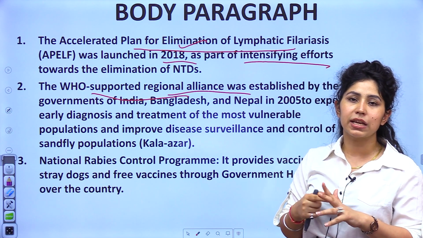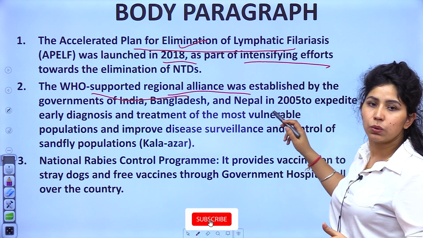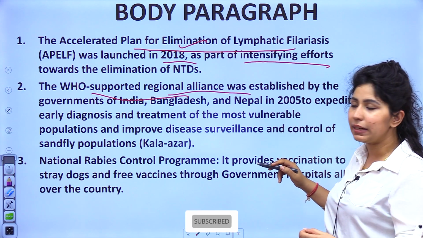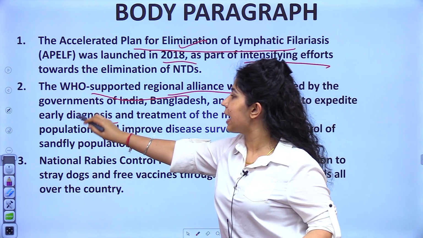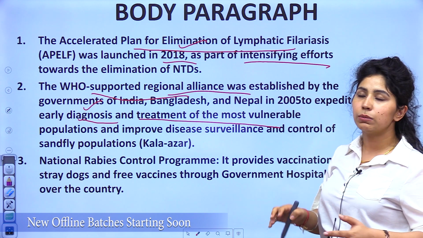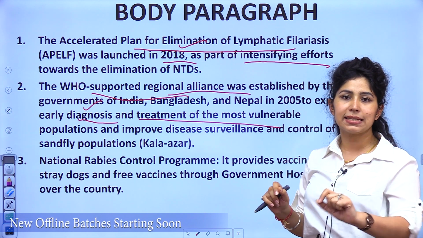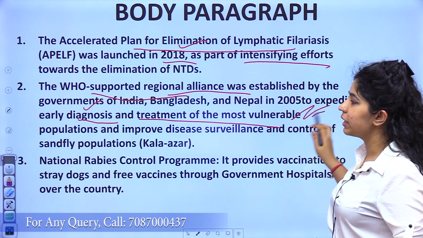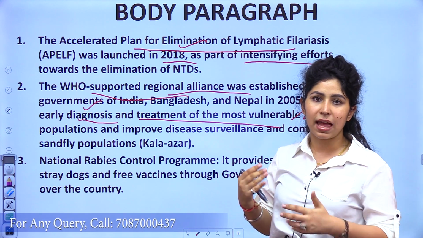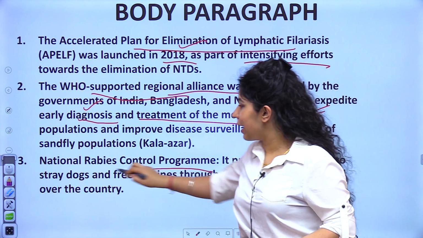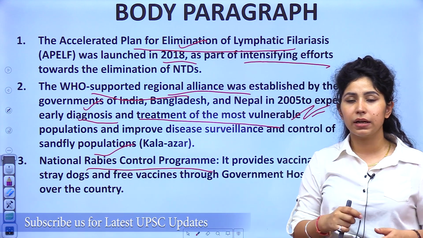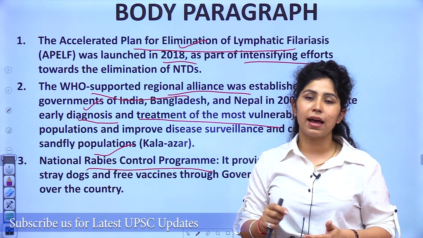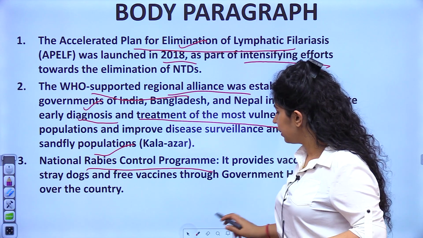Nepal, India and Bangladesh are partners to it, to expedite or to increase the speed and efficiency of early diagnosis and treatment of the most vulnerable population, so that disease can be tackled at the root itself, when you do increased diagnosis and treatment in vulnerable populations. Then you have the National Rabies Control Program, under which stray dogs are vaccinated for rabies.